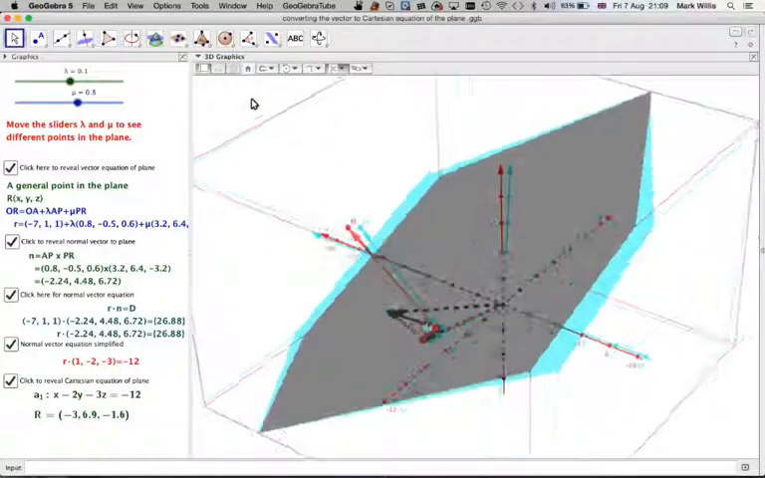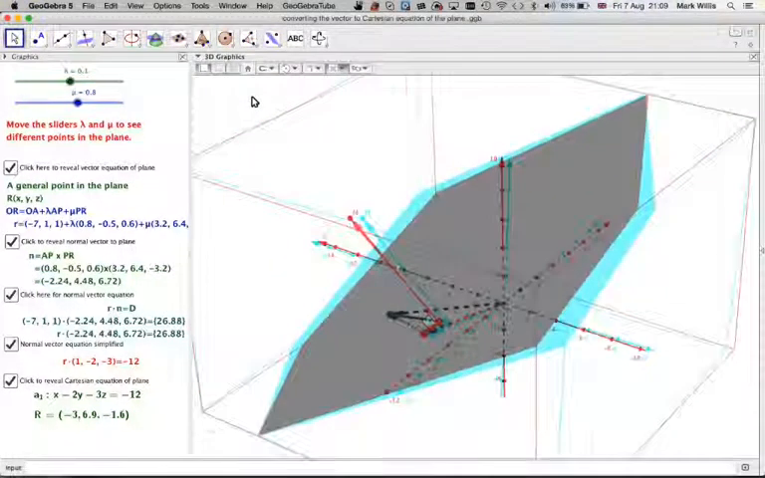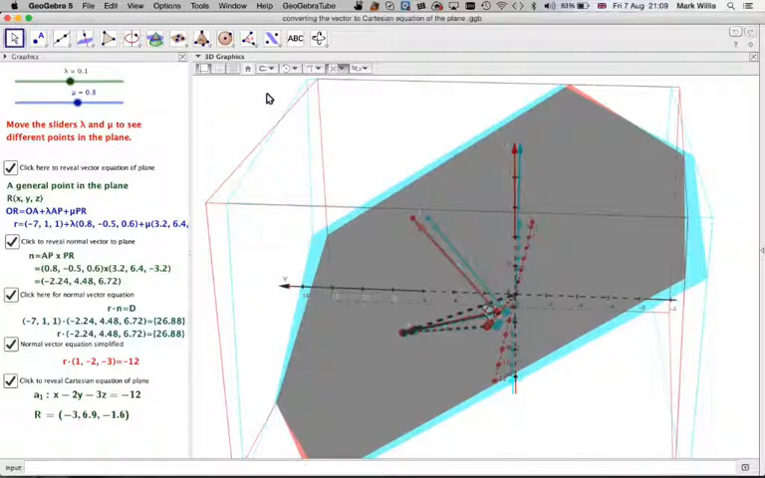Okay, this is a good thing, and these GeoGebra apps are attached to these videos, so it's quite good. Again, remind you, you need to use red-cyan glasses in order to view the full 3D effect of the video.